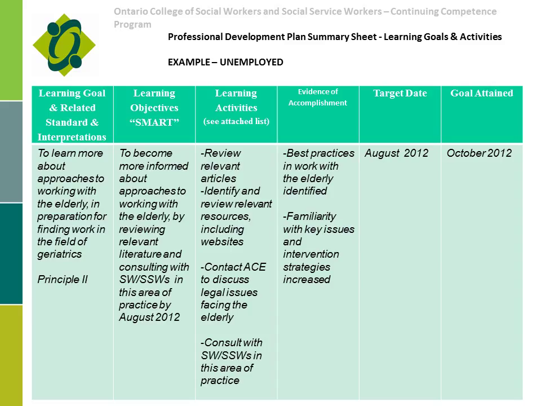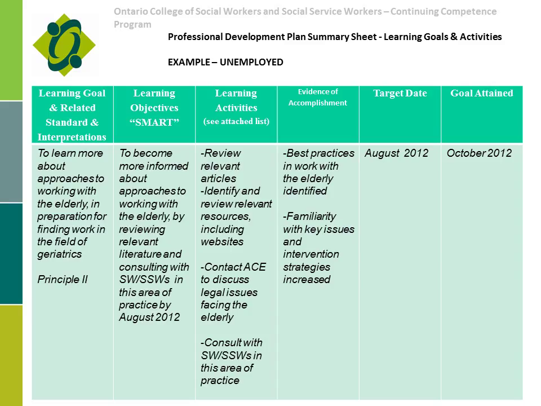The member in this example isn't currently working, but hopes to find work in the area of geriatrics when they return to practice. The goal in the first column is general, to learn more about approaches to working with the elderly. The goal relates to Principle 2, competence and integrity. The learning objective, as you can see, is much more specific. It identifies how the member is going to accomplish their objective and in what time frame.